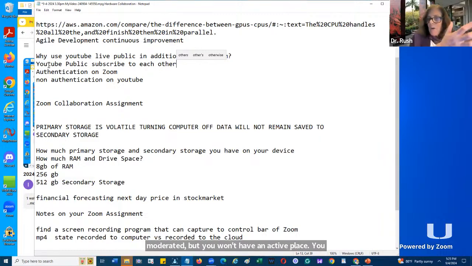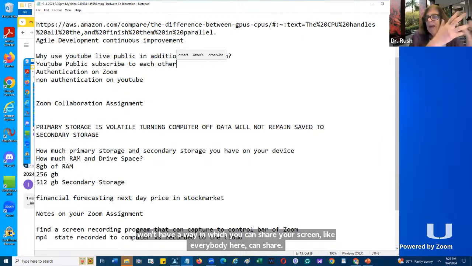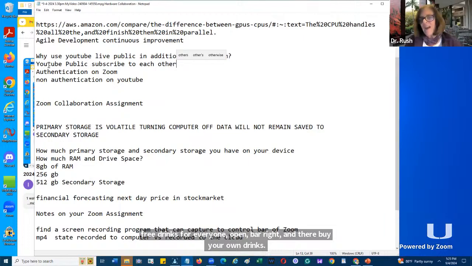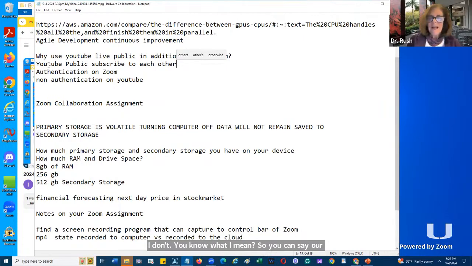So you can make it almost like the YouTube can be, you know, like how you have different versions. This is like the platinum version. That's like the free version. So you can distinguish this is the VIP section, right? Free drinks for everyone, open bar, right? And there, buy your own drinks. You know what I mean? So you can say, or we'll do after parties here. And then, you know, for Zoom, we don't give you the address. VIP. So you can think about, that's what I want you to look at.